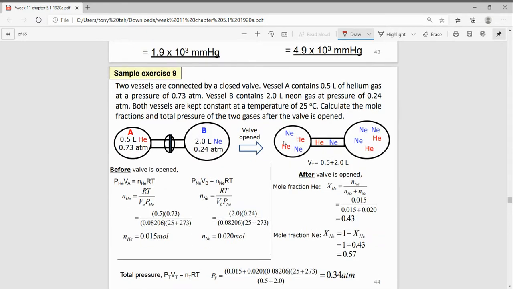Now this one I want to highlight a new one, that is two vessels which are connected by a valve.